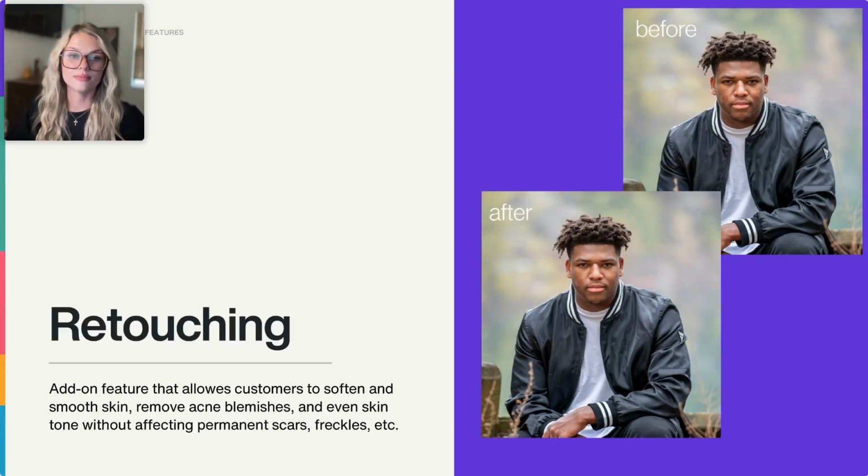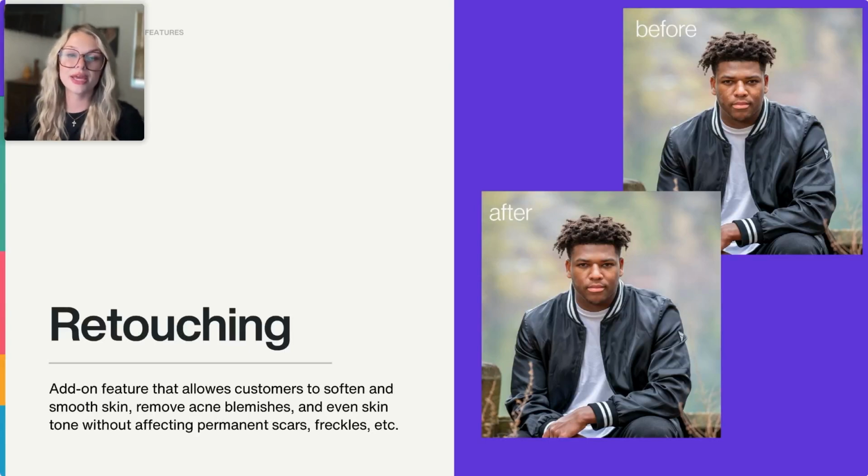So if you're constantly running into customers wanting additional retouching once they see images, or if you're coming from paper and you're used to offering a little checkbox where they can pay $5 extra and get additional retouching, this is a great alternative. So you just turn on retouching in your price sheet, and that's going to allow them to add it to their order at checkout.